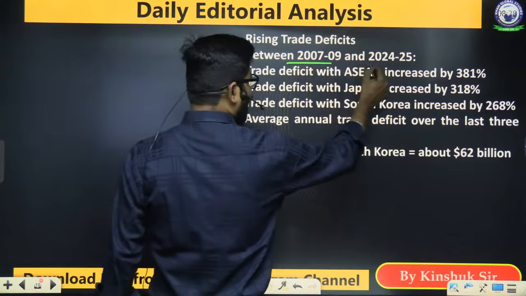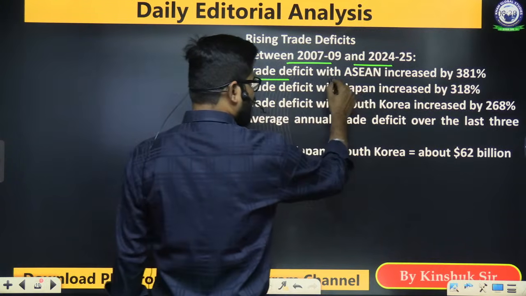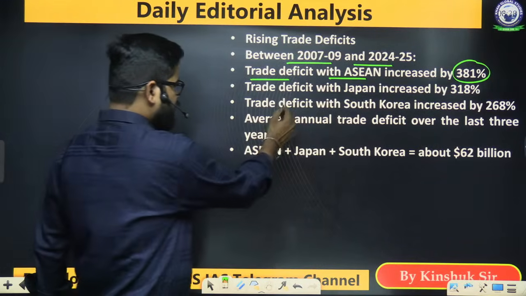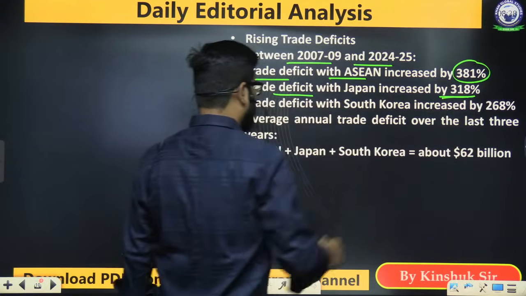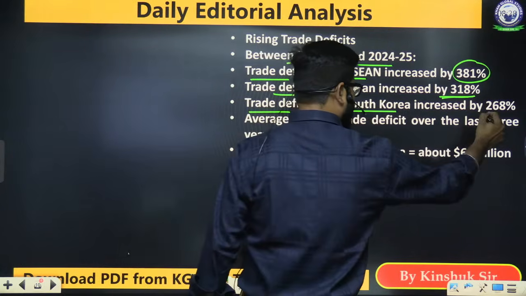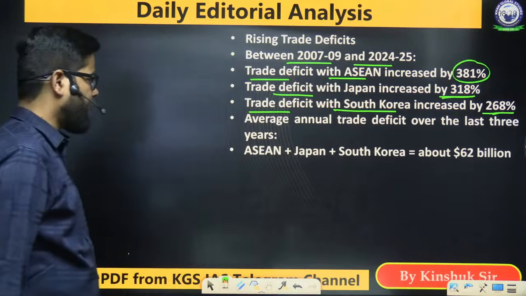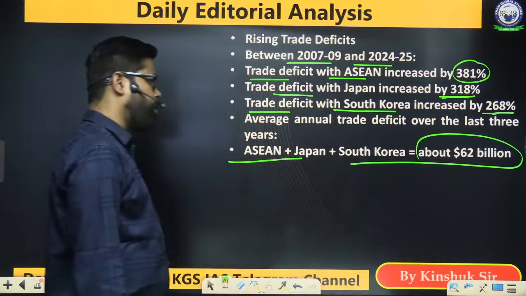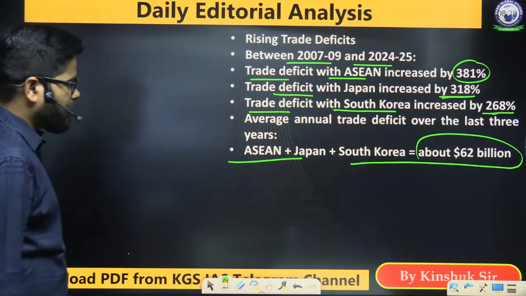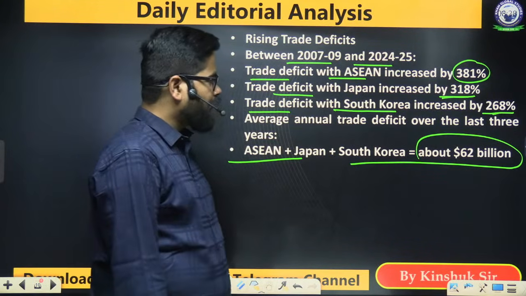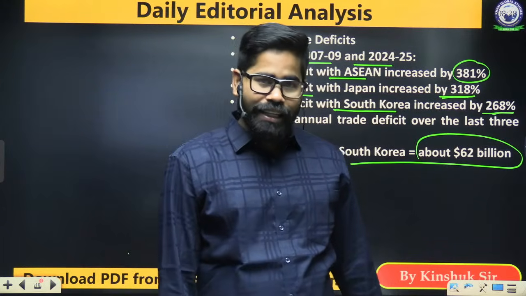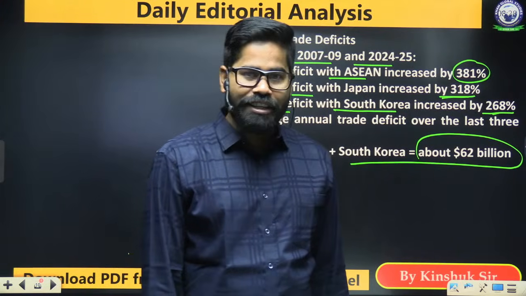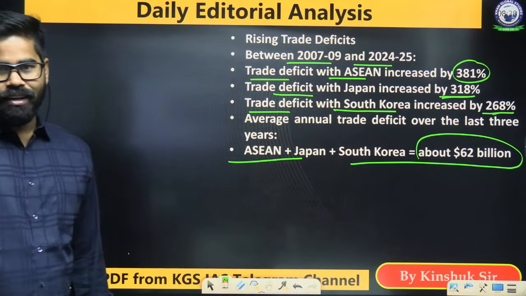Between 2007 and 2024, trade deficit with ASEAN has increased by 381%. Look at this one part. Trade deficit with Japan has increased by 318%. Trade deficit with South Korea has increased by 268%. Okay. If we combine this, we have got a $62 billion deficit with respect to ASEAN, Japan and South Korea. And in most of the cases, you can see that the increase is near about 300%. It means there has been a 3 times increase with respect to this trade deficit.